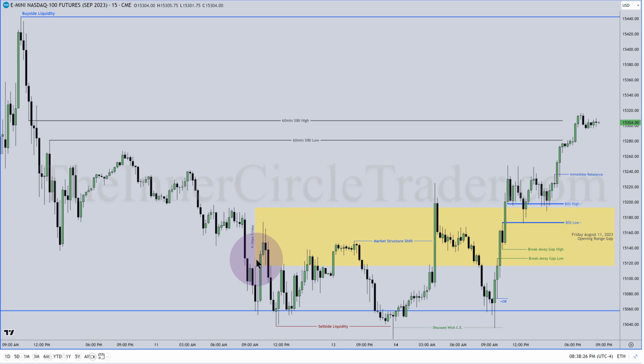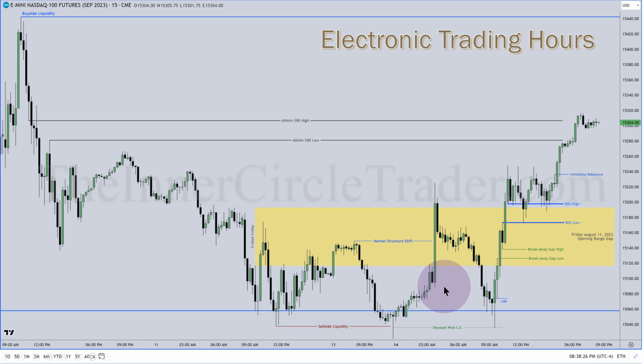9:30 Friday, that starts the opening range gap, but we don't see a gap there, do we? Why? Because we're looking at electronic trading hours, right down here, ETH. Okay, so electronic trading hours, you have to refer to the gap on the RTH, regular trading hours. Once you annotate them, you want to toggle back to electronic trading hours and have your annotation stay on your chart.